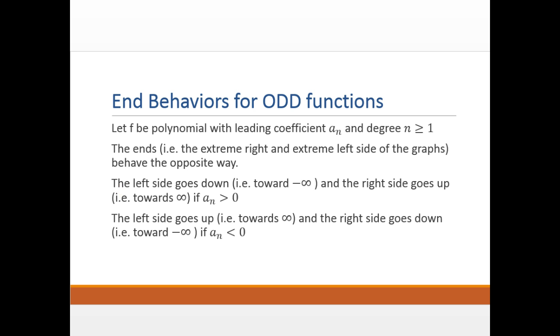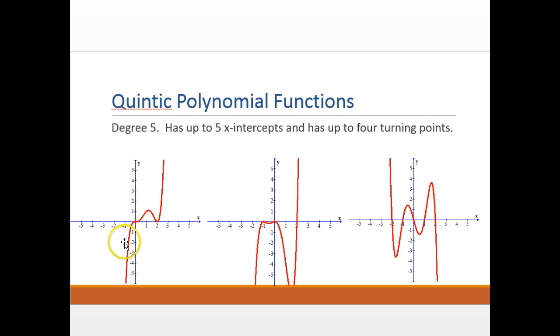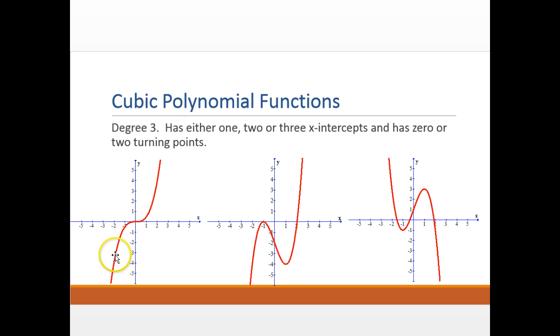So if we looked at this graph, we knew the leading coefficient here was positive because the left side is down and the right side's up. We knew the leading coefficient here was positive because the left side's down and the right side's up. If the leading coefficient's negative on an odd function, the left side goes up and the right side goes down. So if we went back to our cubic polynomials, here the leading coefficient's positive because the left side is down and the right side is up. Here the leading coefficient is negative because the left side is up and the right side is down.